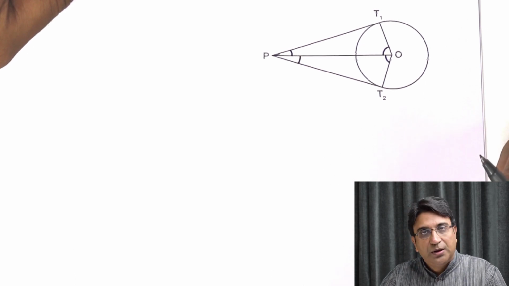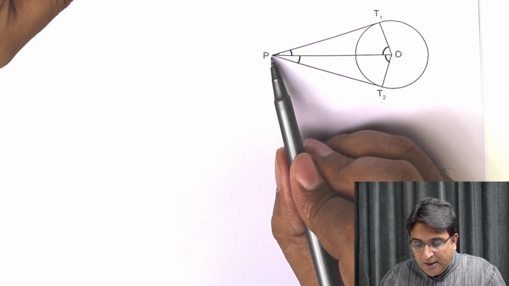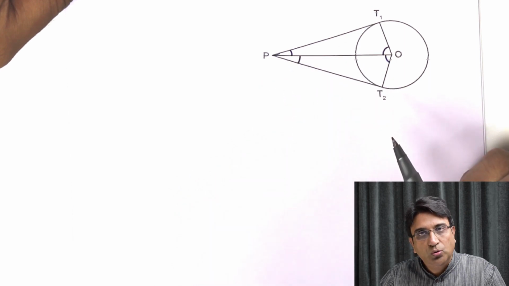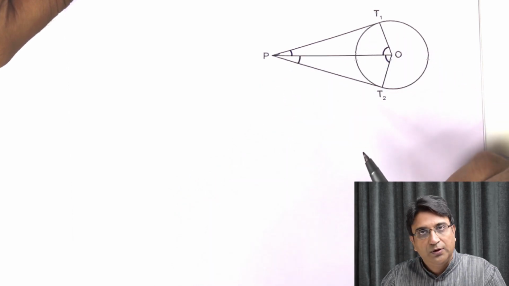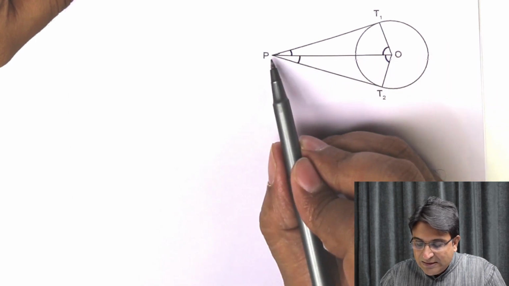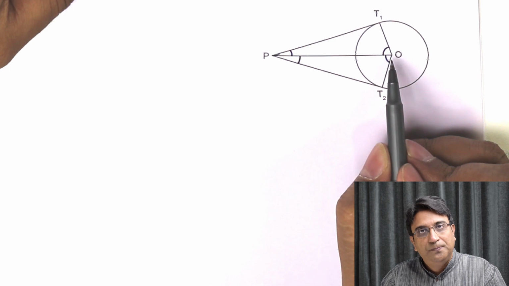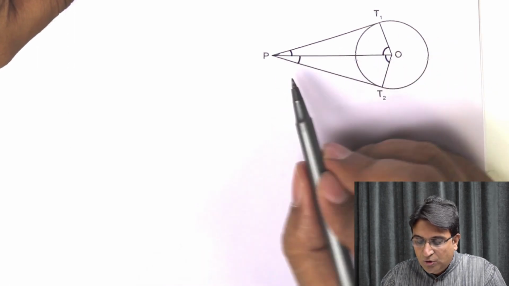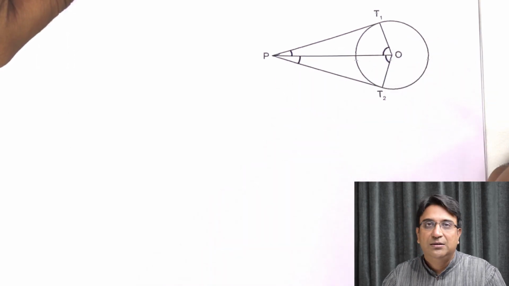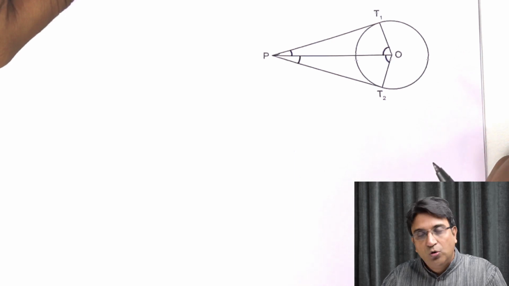Let me sum it up. Number one, it says that from an external point you can draw two tangents which will be equal in length. Number two, these two tangents will be equally inclined to the line joining P and O. And number three, the two tangents will subtend equal angles at the center. So how do we go about proving it?